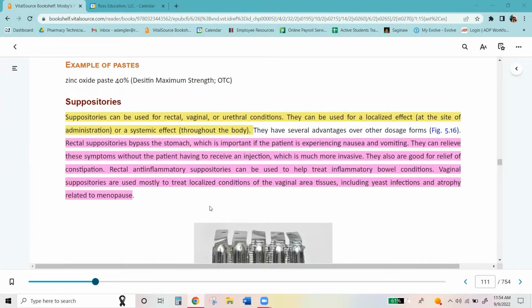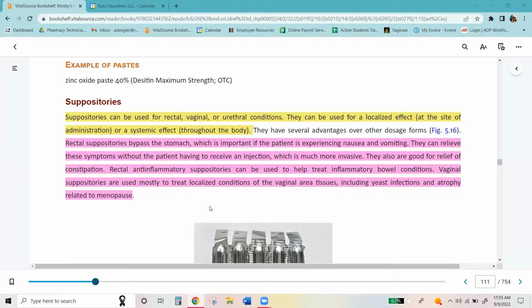Suppositories can be used for rectal, vaginal, or urethral conditions. They can be used for a localized effect, which is at the site of administration, or a systemic effect throughout the body. They have several advantages over other dosage forms. Rectal suppositories bypass the stomach, which is important if the patient is experiencing nausea and vomiting. They can relieve these symptoms without the patient having to receive an injection, which is much more invasive. They are also good for relief of constipation.